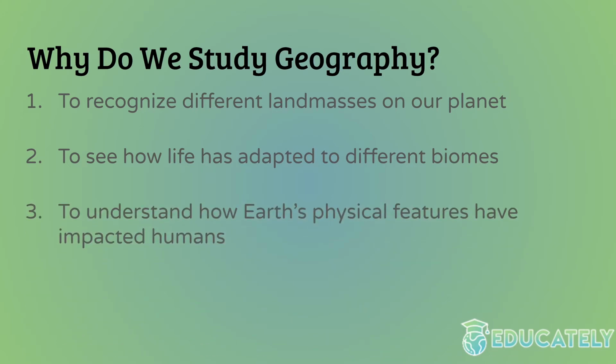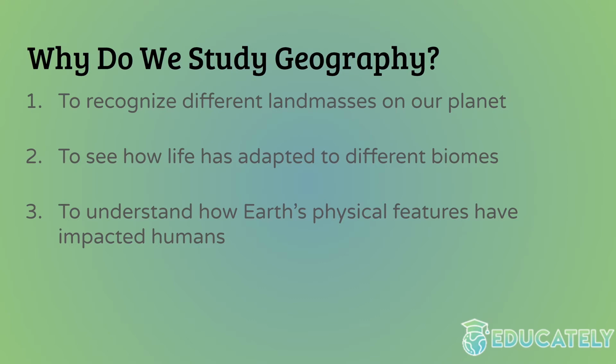We also study it to understand how Earth's physical features have impacted humans. Over the course of history, humans have adapted to what's around them. For instance, 10,000 years ago, you might know humans were hunter-gatherers. They were essentially nomads that just traveled around wherever they could find resources. That's an example of how they adapted to what was around them.